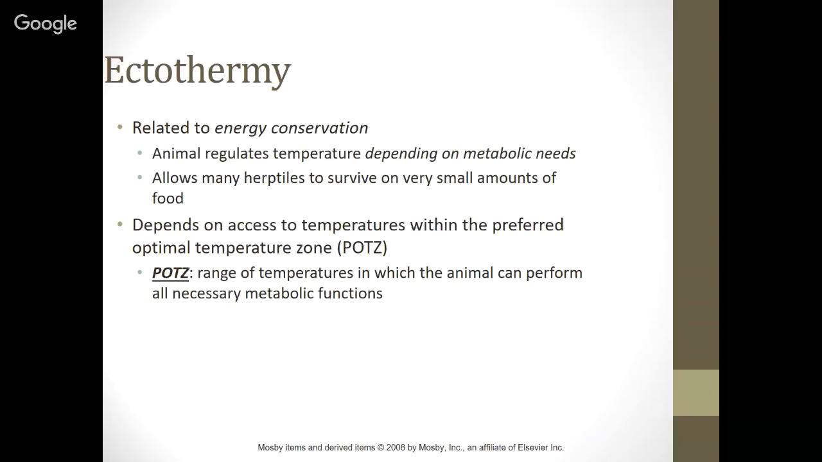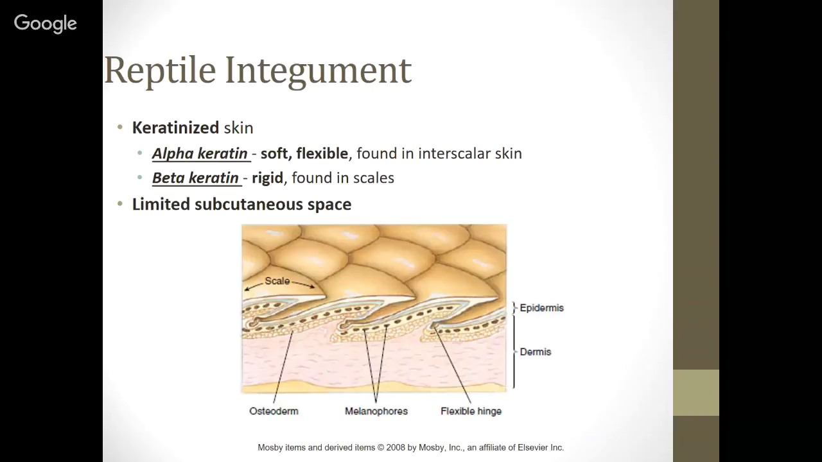So this depends on access to temperatures within the preferred optimal temperature zone. The POTZ is the range of temperatures in which the animal can perform all necessary metabolic functions. So they need a cold spot or cooler spot and warmer spots. And it's really important that your clients understand what the POTZ is of the animal that they are housing.